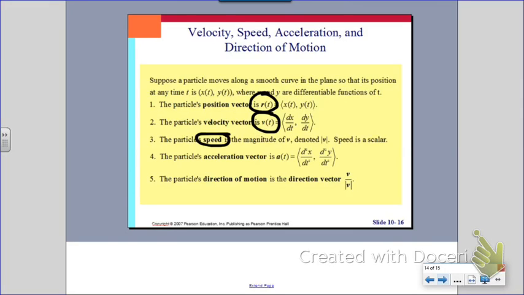The speed is the magnitude. Okay, so that's the same thing as magnitude. Acceleration is the derivative of the velocity, or the second derivative of the particle's position. And then direction of motion, I already went over this one, is taking vector v over its magnitude.